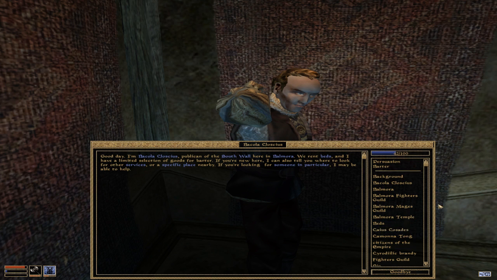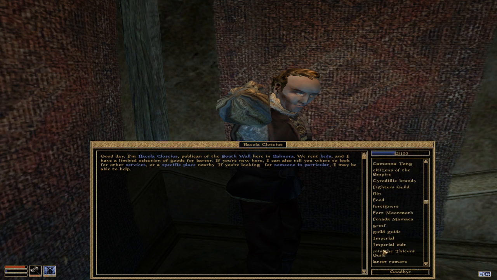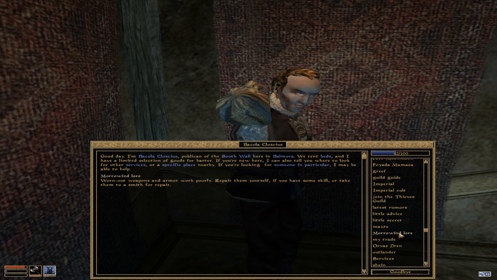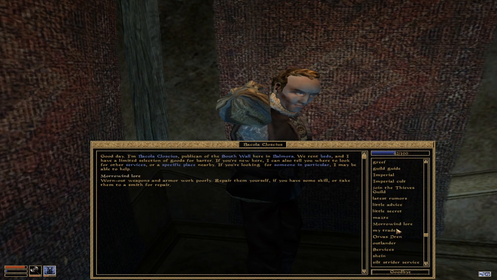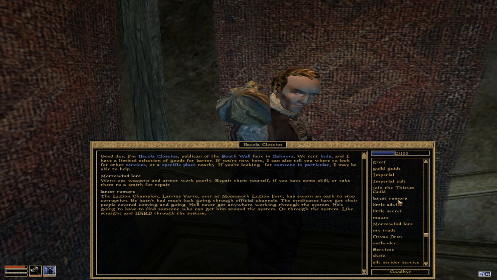Good day, I'm Bacola Clausius, publisher of the South Wall here in Balmora. All the stuff we heard before. Worn out weapons and armor don't work properly. If you're heading into the back country, always carry a couple of restore health, restore fatigue, cure disease, and cure blight potions with you.